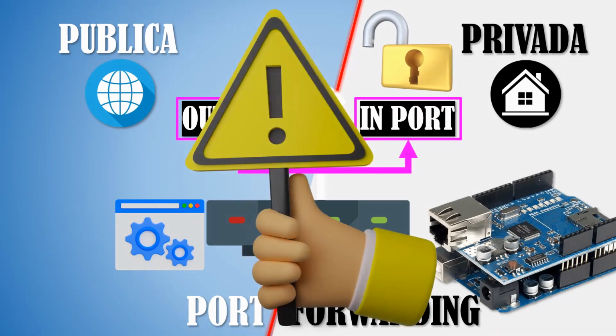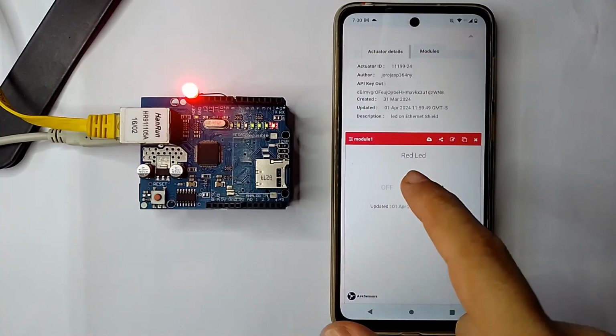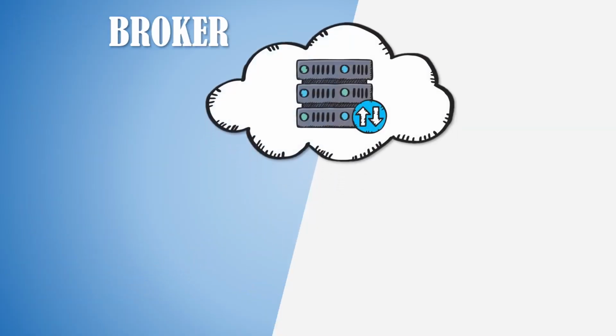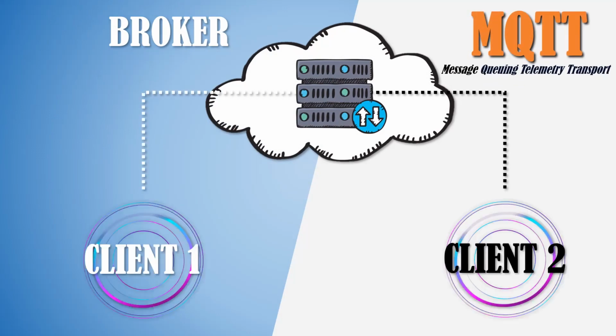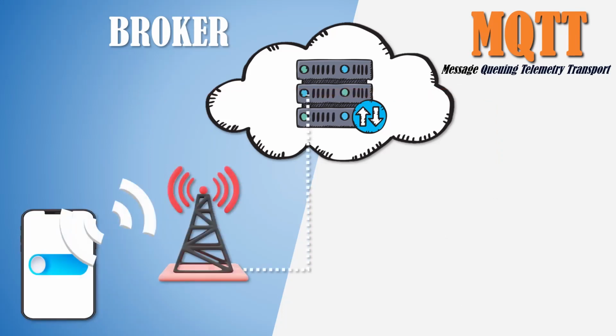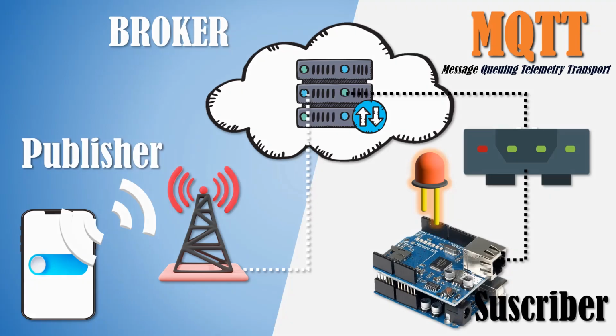So, in this video, we will learn how to control our LED from anywhere on the Internet, but using a broker service, or intermediary. This intermediary located in the cloud, in this case a broker that uses the MQTT protocol, will allow our clients to connect with each other through the Internet in a secure way, that is, it will govern the communications between our cell phone in this case, which will be our publisher, and our Arduino Ethernet Shield device, which will be our subscriber.